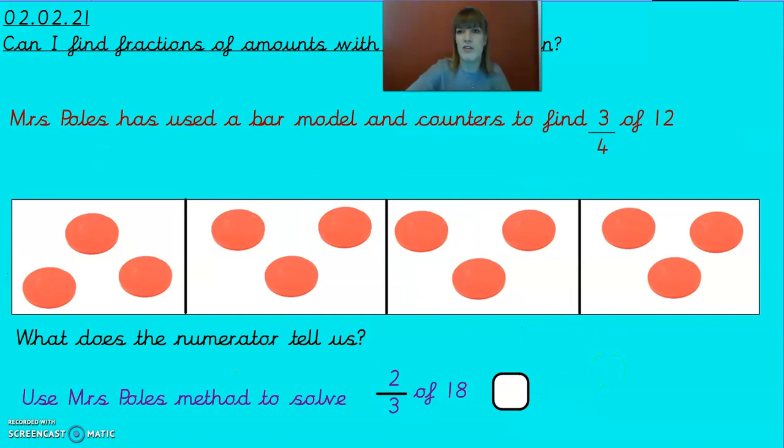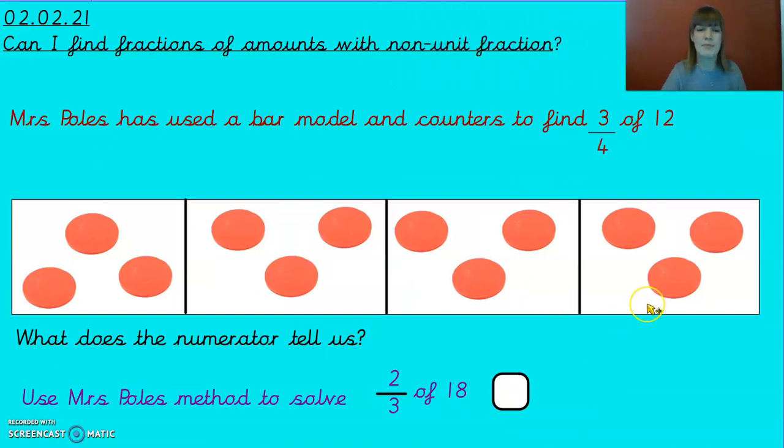Okay, let's move along here. There we go. Mrs. Pauls has used a bar model and counters to find 3/4 of 12. So have a little look. Okay. So she's put the counters into quarters, so into 4 equal columns. And I want to know what 3/4 of 12 are. Wonder if you can quickly shout it out or write it down for me.